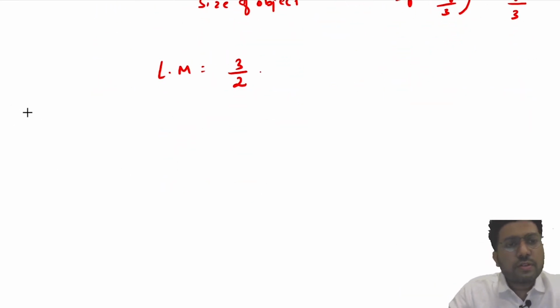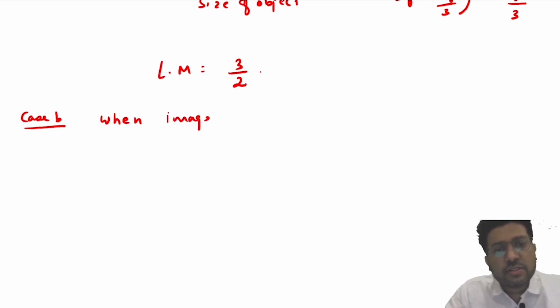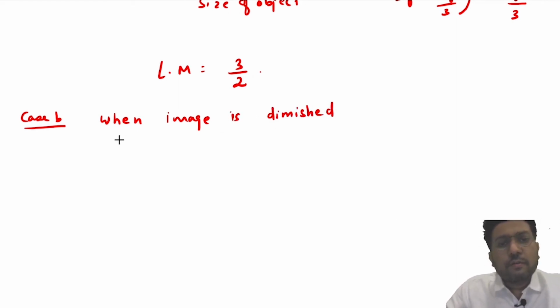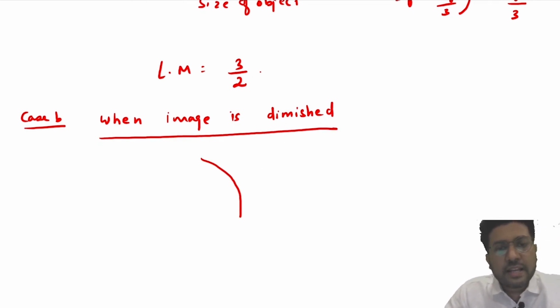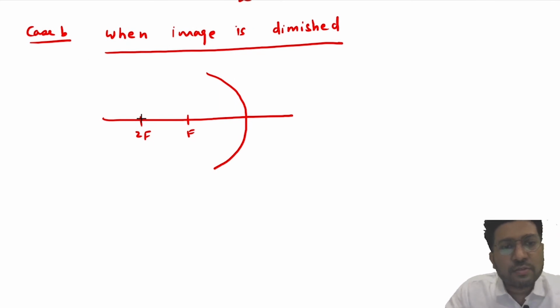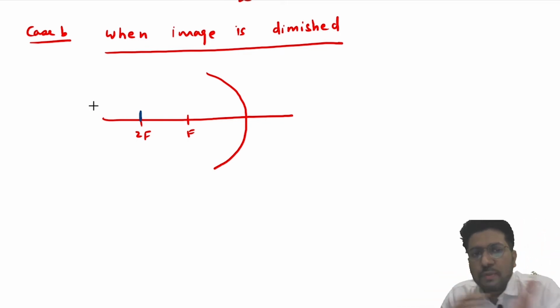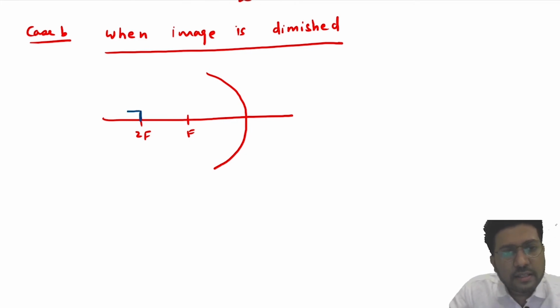Now case 2 or case B, when image is diminished. In that case what will you do? Let us see. So this is f, this is 2f. You know that one end of the object has to be at 2f because the object and image are coinciding at one point, and that point has to be equal to 2f, right? So this is the position of the object, but because this time a diminished image is to be formed, the object has to be beyond 2f. So this time we will draw it like this, okay?